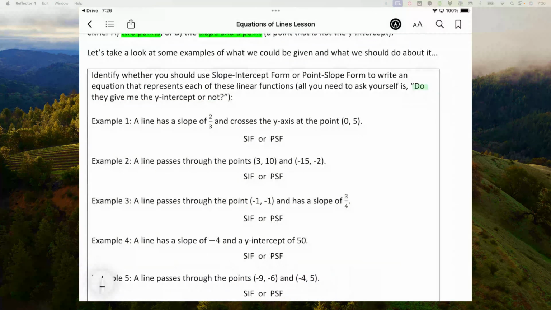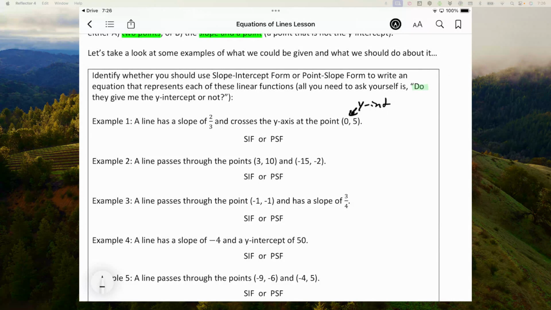So let's take a look at the first one. Example 1, I have a slope of 2/3, and it crosses the y-axis at (0, 5). That is the y-intercept. So since I have the y-intercept, I am going to use slope-intercept form. And that would look like y equals mx plus b, which would be y equals 2/3 x plus 5, because the y-intercept happens at 5.